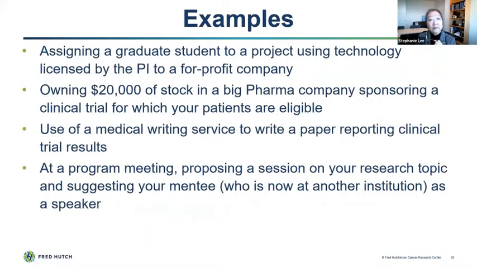Okay. What about if you assign a graduate student to a project that uses technology which is licensed by the PI to a for-profit company? Often these are really exciting projects. It's something that graduate and postgraduate students want to be involved in, but there are some extra things that you have to pay attention to. And a lot of times there is a conflict management plan in place for the PI that's designed to protect the interests of students and trainees. What could go wrong in this kind of a circumstance?